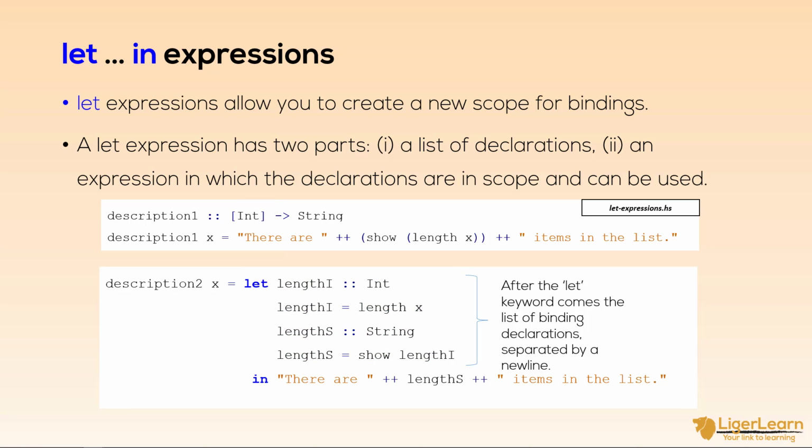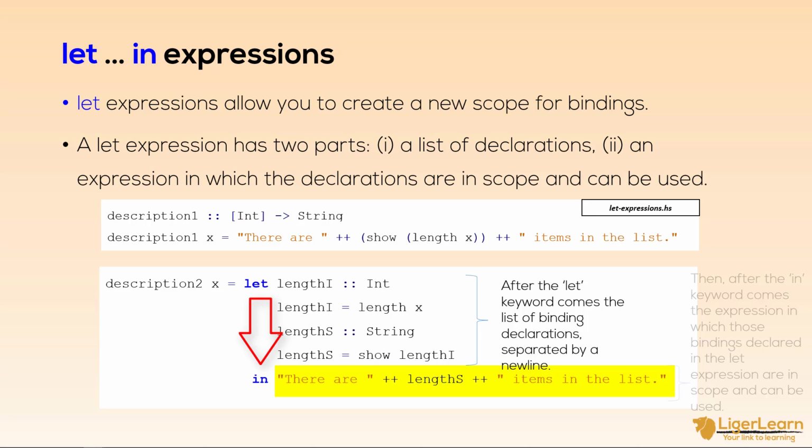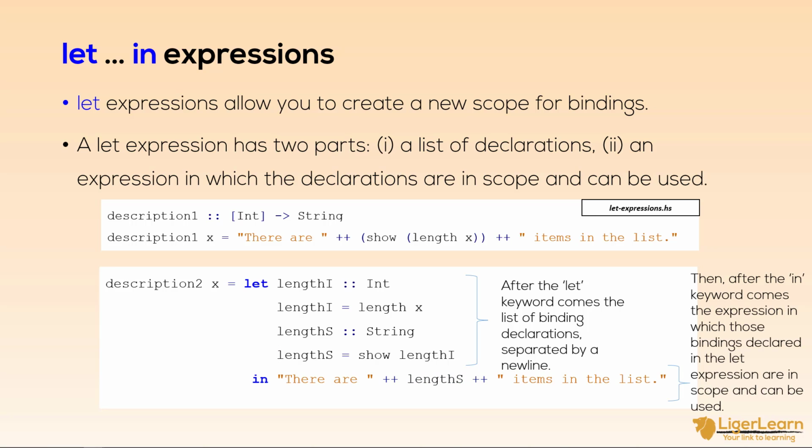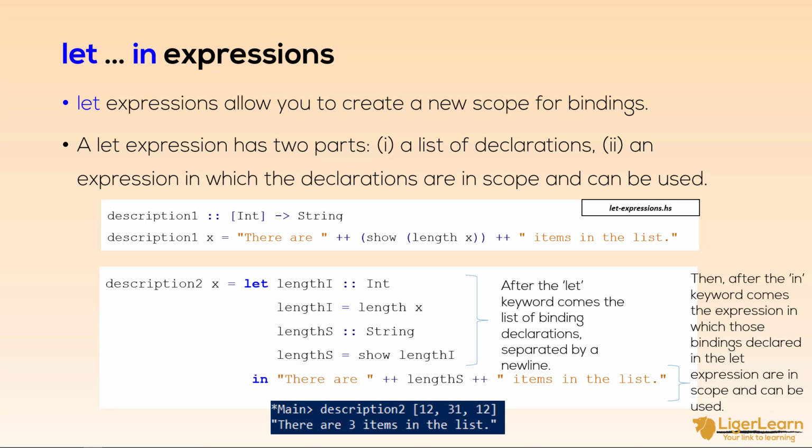We then end the declarations with the in keyword and a final expression. The expression after the in keyword has access to all of the declarations which we made. We say that description2 equals the let expression. What does that mean exactly? It means it will equal whatever value is present in the expression found after the in keyword in the let expression. So if we call the function just like before, the end result is the same.